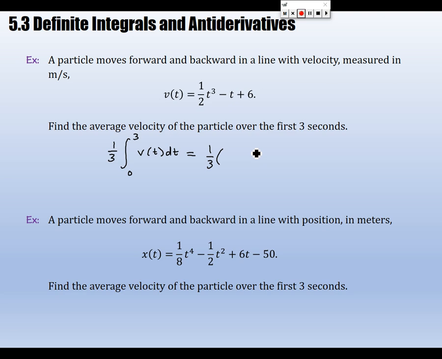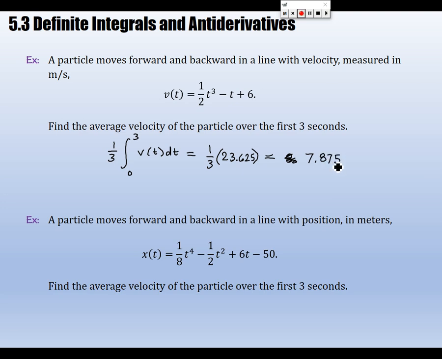What's the integral come out to? 7.8... 23.625. Can someone confirm? Yes. And then that comes out to, what'd you say, 7.875. Confirm? Good job, Derek.